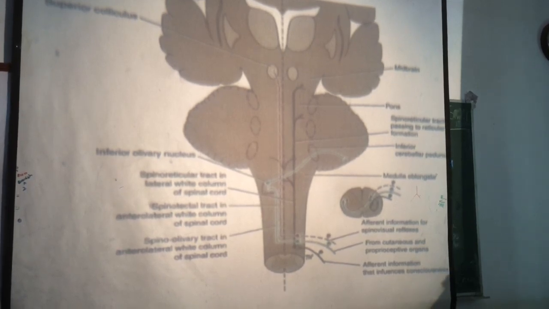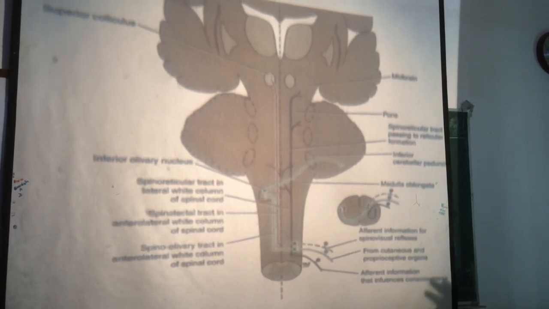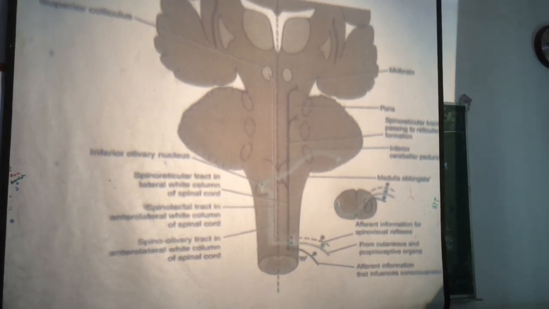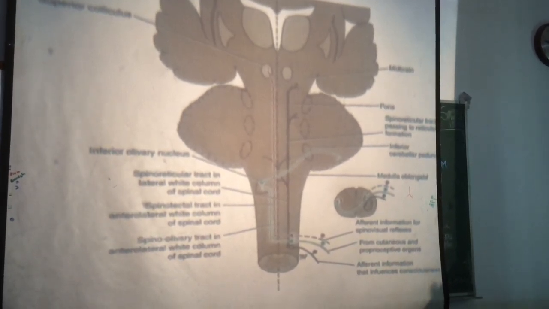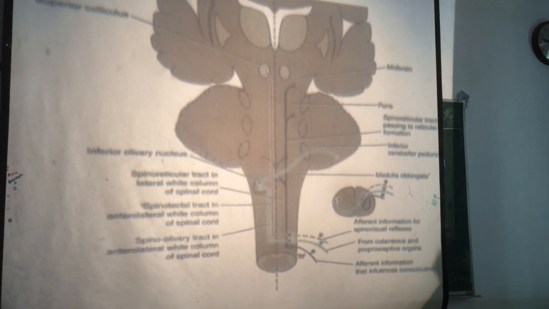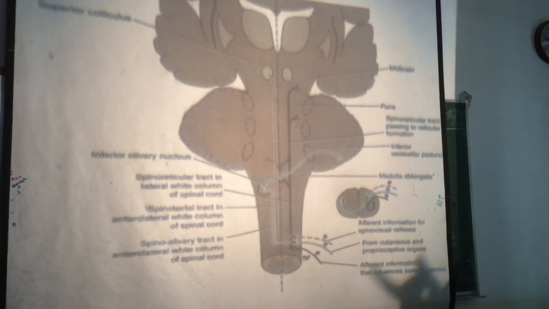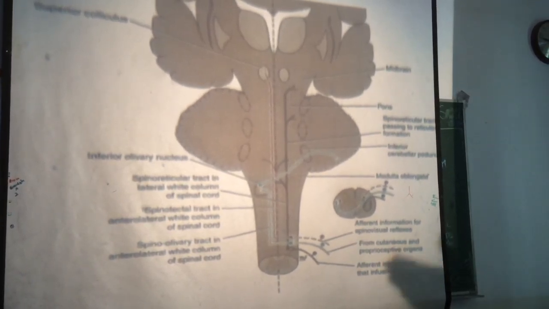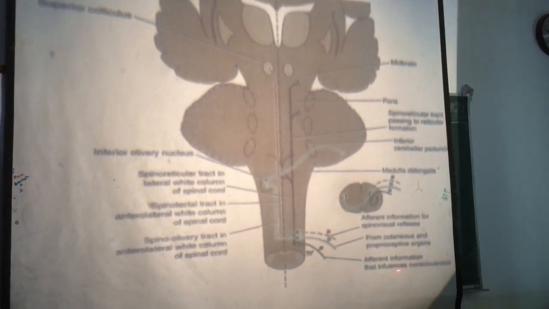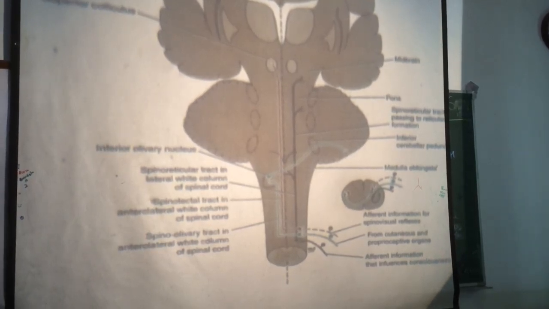This tract carries sensory impulses to the reticular formation. These impulses control the level of alertness and consciousness. So the impulses carried by the spino-reticular tract influence the level of consciousness or alertness. This is the spino-reticular tract.